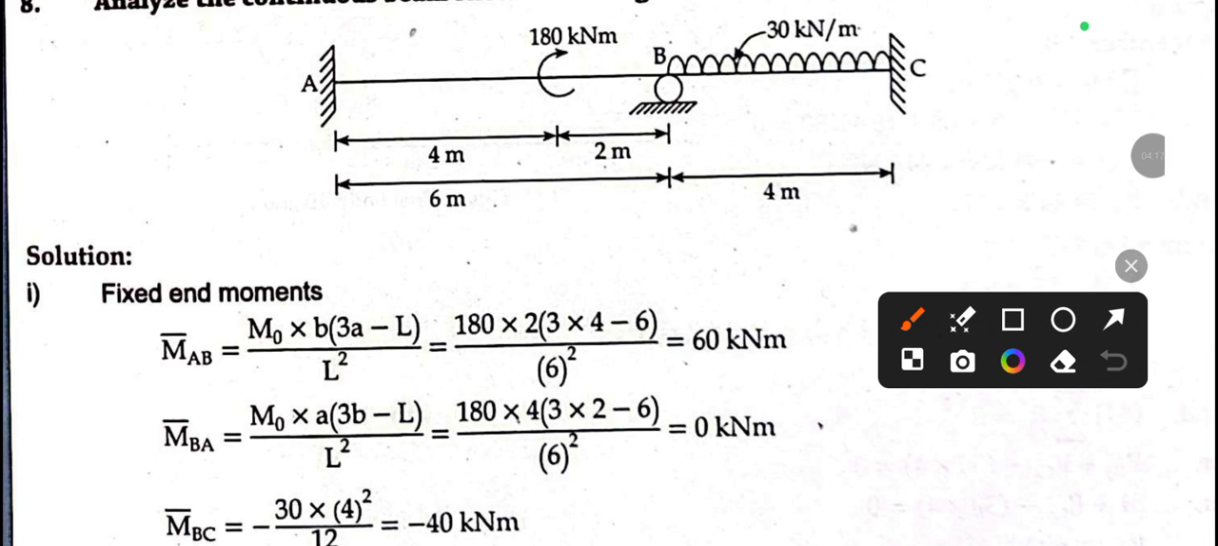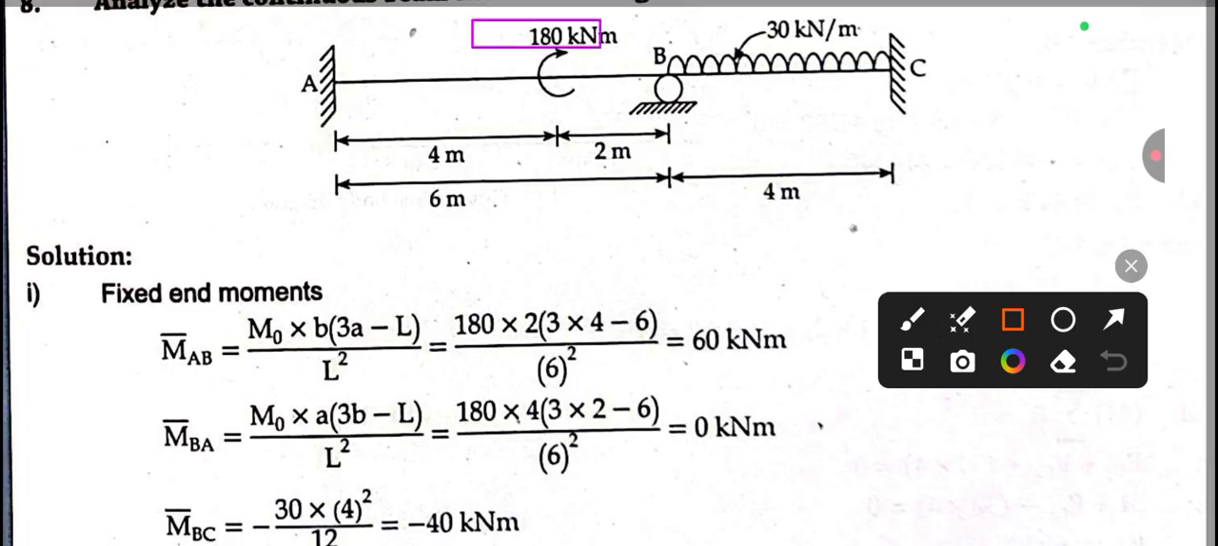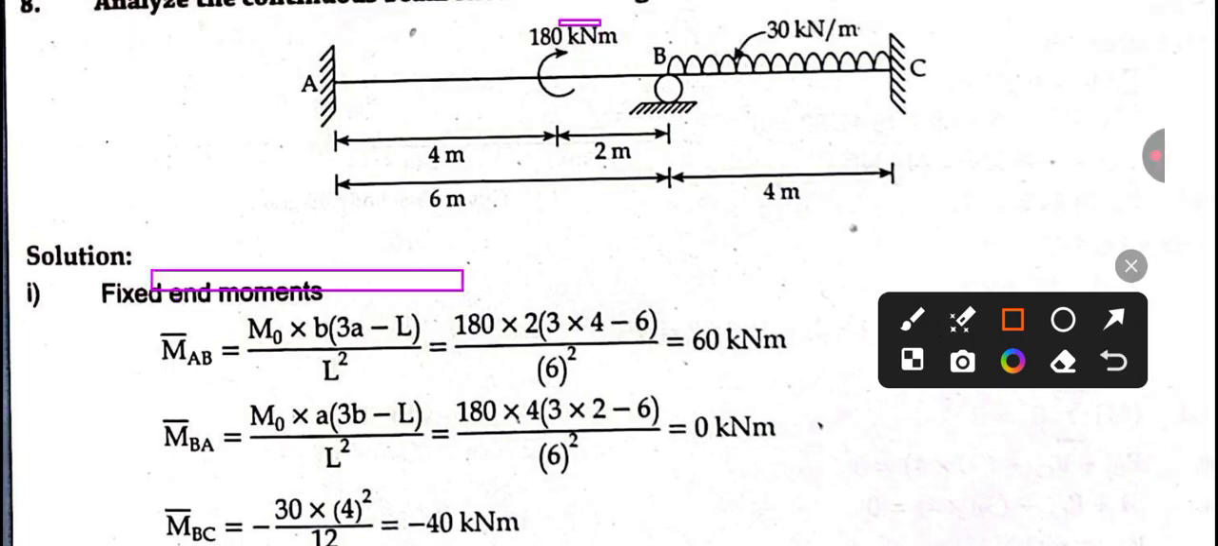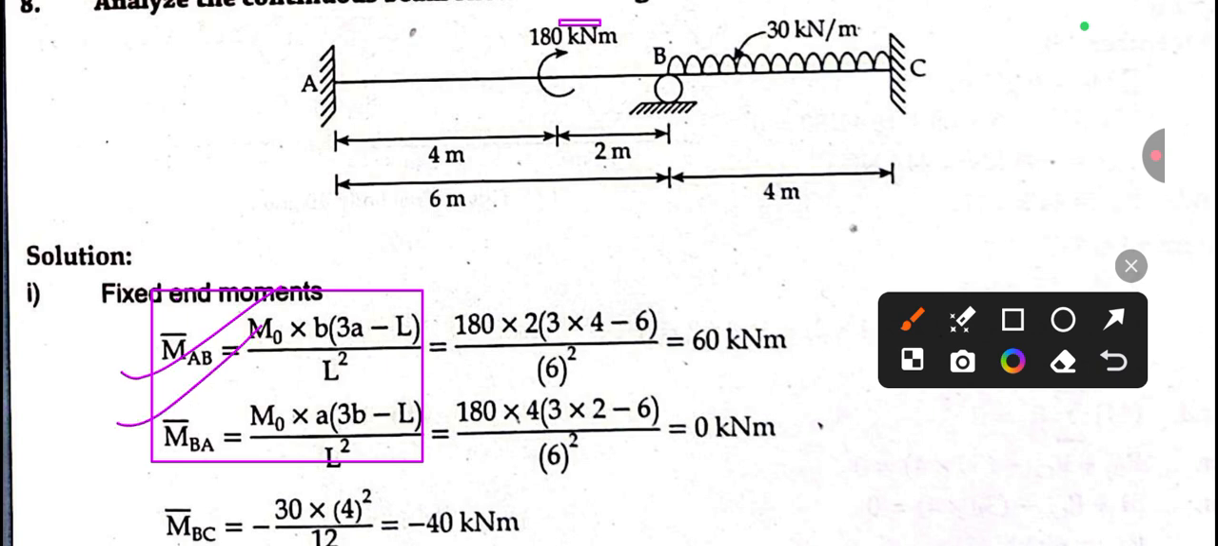What is the difference between the previous videos and this one? In this video, if any moment is applied between two supports, like this 180, you need to remember these two formulas: M times b(3a minus l) by l square from left to right, and M times a(3b minus l) by l square. Only this much is different, and you can calculate all the remaining moments and solve it. No need to worry. All the procedure and steps are the same, but if you forget this formula, you cannot solve it. So keep note of this.